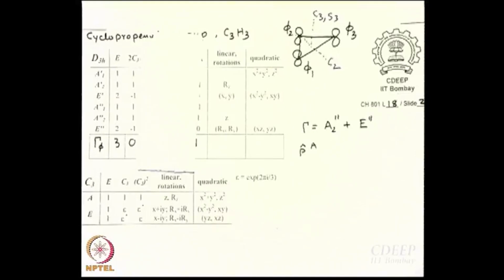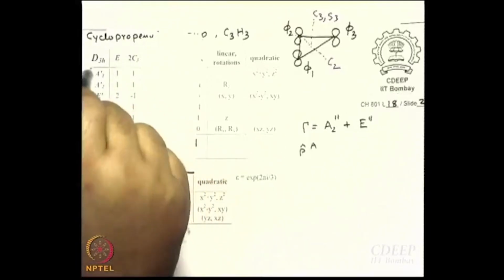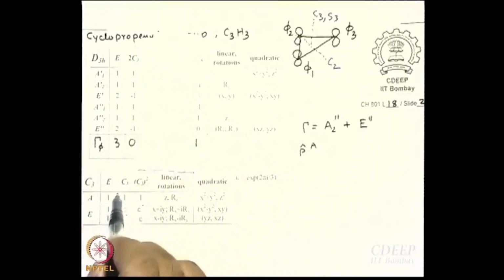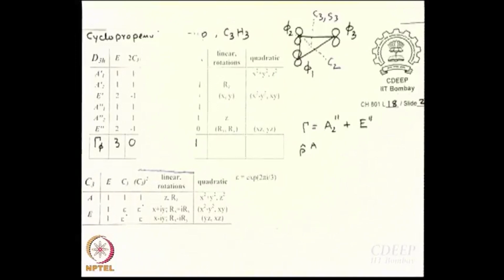So, what does A1 dash become? You have to read the character of C3 twice, right? If you want a correlation between D3h and C3, you have to read the character of C3 twice, because here we have written C3 and C3 square separately. They do not belong to the same class anymore. So, A1 dash corresponds to A, A2 dash corresponds to A, A1 double dash corresponds to A, A2 double dash also corresponds to A, right? Right or wrong?